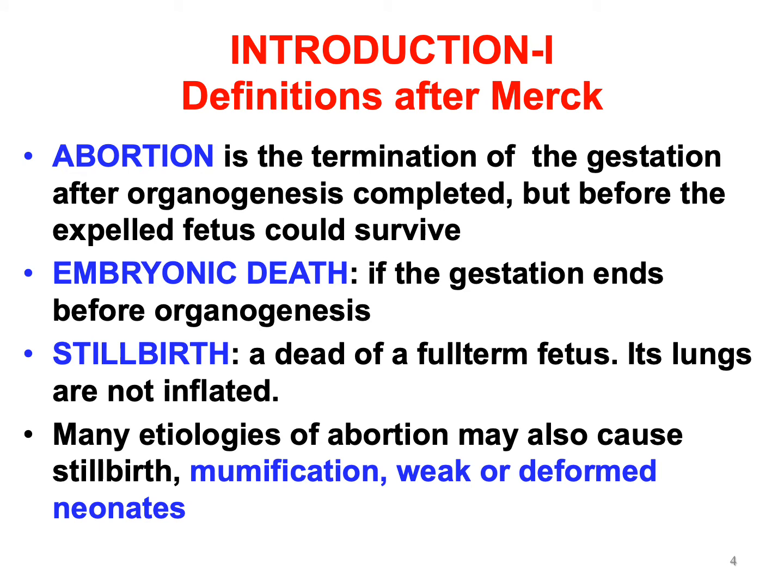Before all, we have to review the definitions after the up-to-date Merck Veterinary Manual. What is the abortion? Abortion is the termination of the gestation after organogenesis completed, but before the expelled fetus could survive. It's very close to the embryonic death if the gestation ends before organogenesis and the fetus will be expelled. And the stillbirth means a death of a full-term fetus. Its lungs are not inflated at that time. Many etiologies of abortion may also cause stillbirth, mummification, weak or deformed neonates.